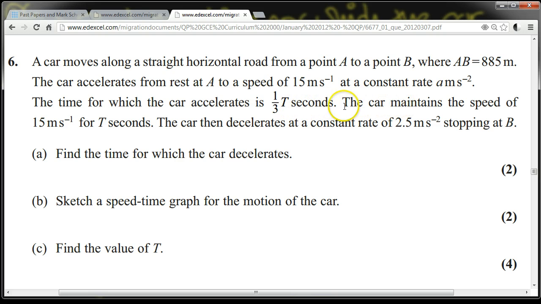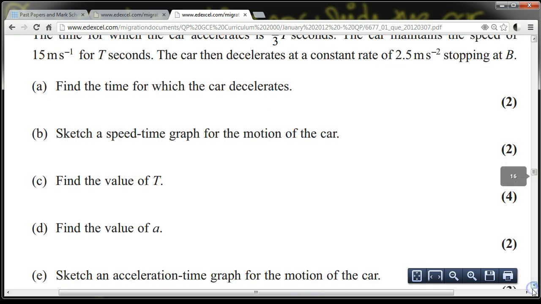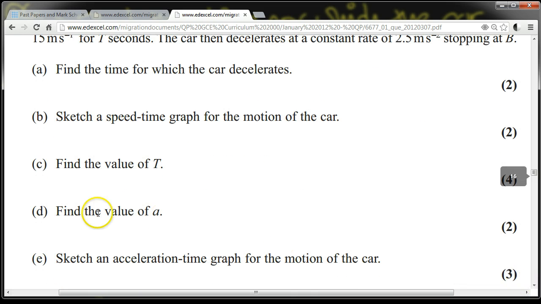The car maintains the speed of 15 meters per second for t seconds. The car then decelerates at a constant rate of 2.5 meters per second squared, stopping at B. Find the time for which the car decelerates. Sketch a speed time graph for the motion of the car. Find the value of t. Find the value of a. Sketch an acceleration time graph for the motion of the car.